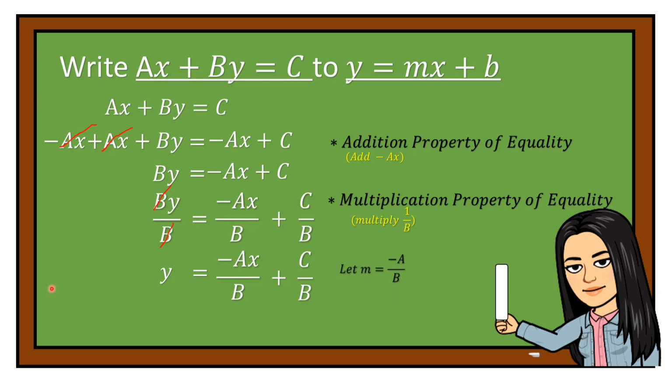Next, we're going to let m be equal to negative a over b and let b equal c over b. So now, we now have y equals, ang negative a over b natin ay papalitan natin ng m. So magiging mx plus c over b will be substituted by b. So, nakuha na natin ngayon ang ating slope-intercept form na y equals mx plus b. Again, m is the slope and b is our y-intercept.